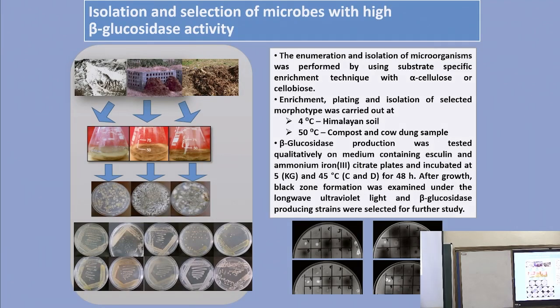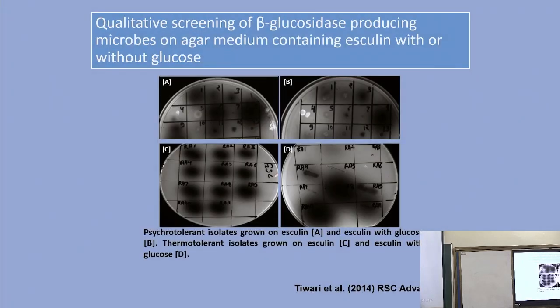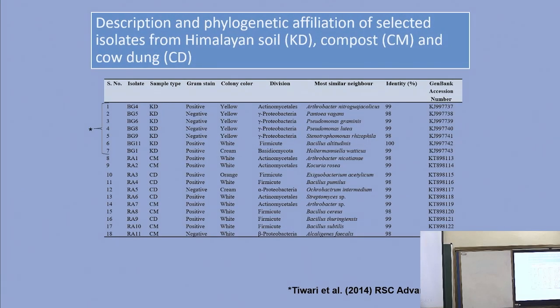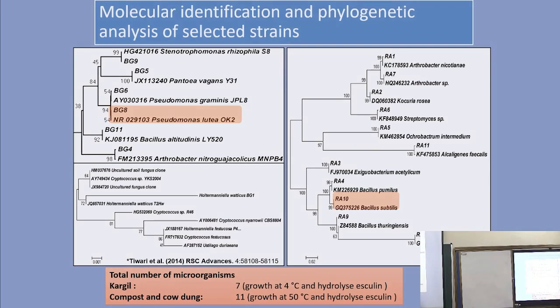and then we did the wet lab exercise, whatever we have done here, and then we tried to see the qualitative screening which we have done. This is published work, and here you see these are the isolates. Now our target was what specific isolates we can take up further. So these are the different isolates which we got from various areas, and then we identified the total number of microorganisms from Kargil was 7, and from compost and cow dung 11.